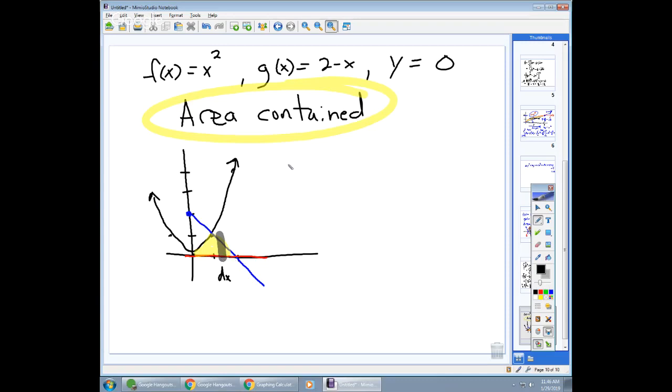So one way to do this would be the integral from 0 to 1 of x squared minus 0, which is just x squared, plus the integral from 1 to 2 of 2 minus x is the top function, 0 is the bottom, but if I subtract 0, nothing happens, dx. So that's one way to get the area. Anybody want to suggest another way?